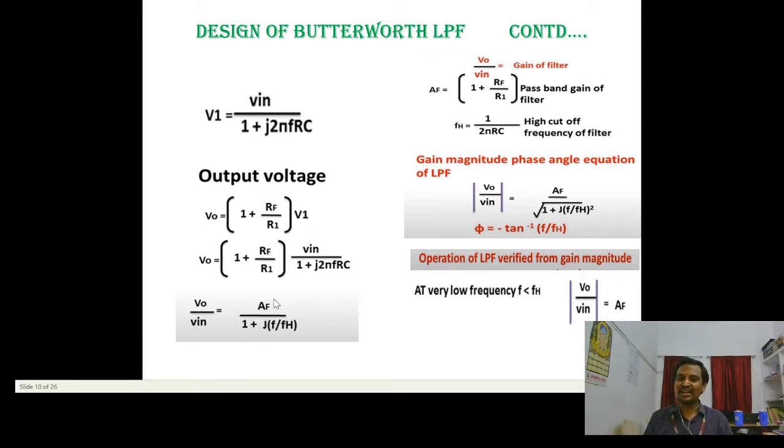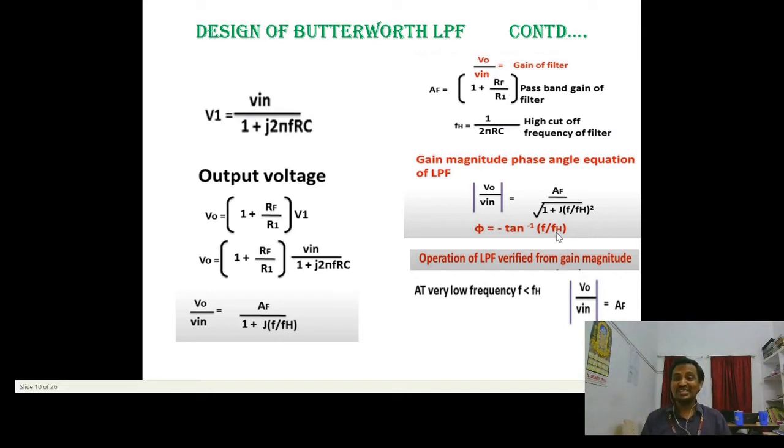I am denoting the pass band gain by the letter AF, instead of 1 plus RF by R1. So we have AF divided by 1 plus j 2 pi RC, but we know that 1 by 2 pi RC equals FH. So in place of 2 pi RC, I am writing 1 by FH. The gain magnitude and phase angle equations of the low pass filter can be written as AF divided by the square root of 1 plus (F by FH) whole squared, and the phase angle will be minus tan inverse F by FH.